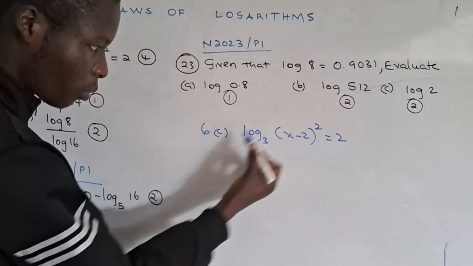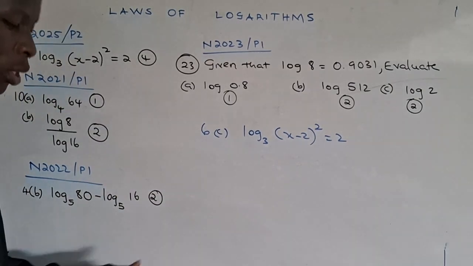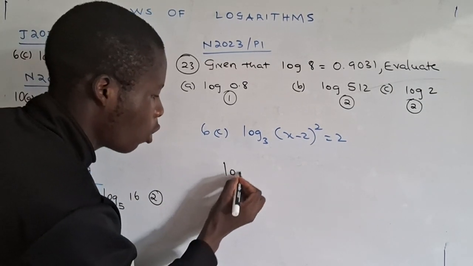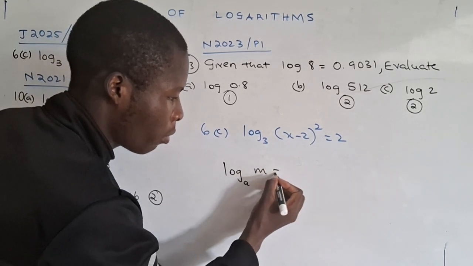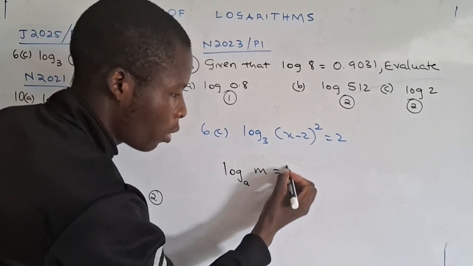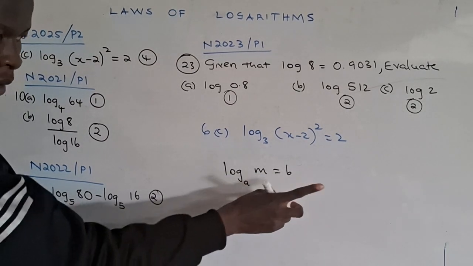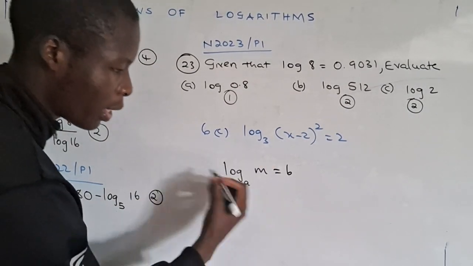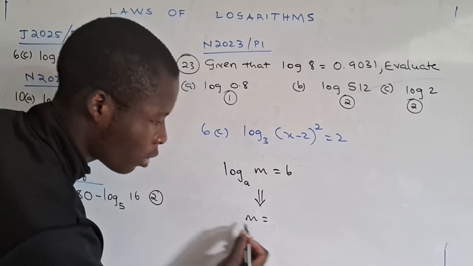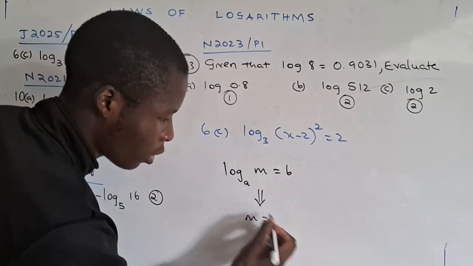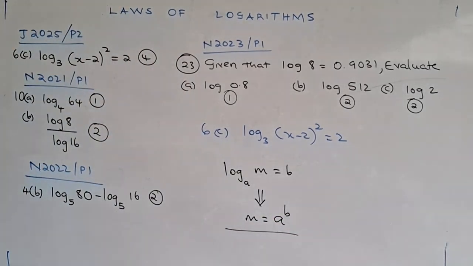Okay, now what are you supposed to do? See, there is this law I gave you. Let's say here is a and here is m, and this is equal to b. Log base a of m is equal to b. This can be written as m is equal to a to the power b. This is the thing.